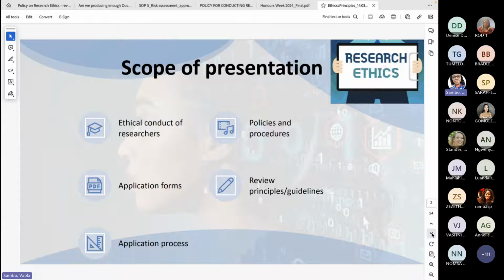Then I'm going to briefly, at a very high level, talk to you about the principles that we follow when we review applications for ethics clearance and the guidelines thereof. And then lastly, I'm going to talk to you about the application process. Again, just to start planting the seed and introducing you to how things work.